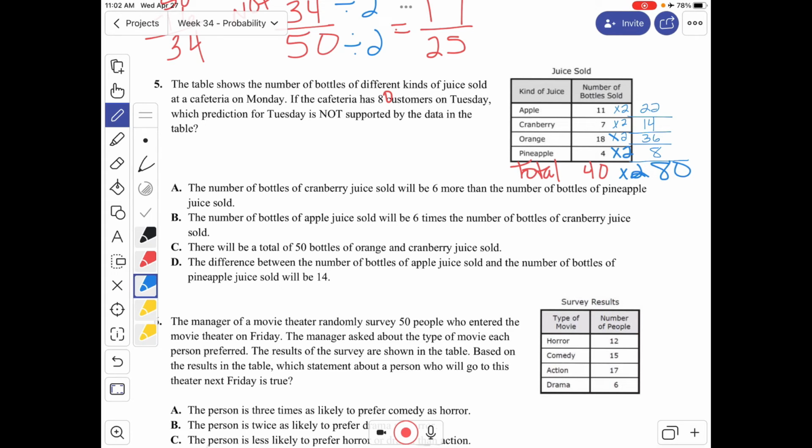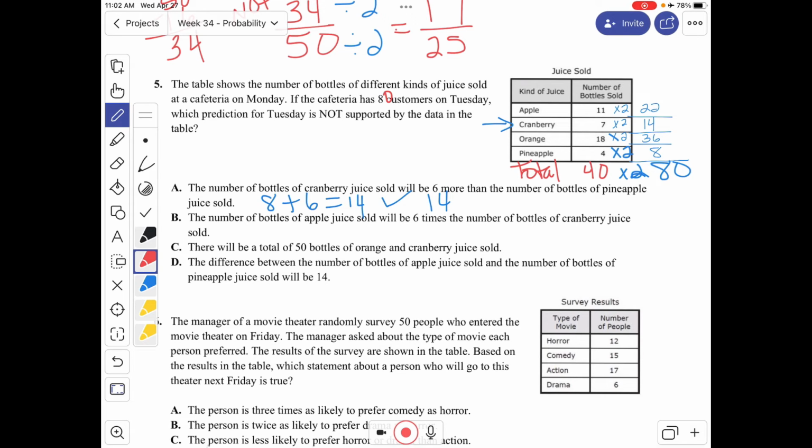The number of bottles of cranberry juice sold will be 6 more than the number of bottles of pineapple juice sold. Well, pineapple I found was 8. And if I add 6 to that, that would be 14. And I've got 14 predicted for cranberry, so that is correct.